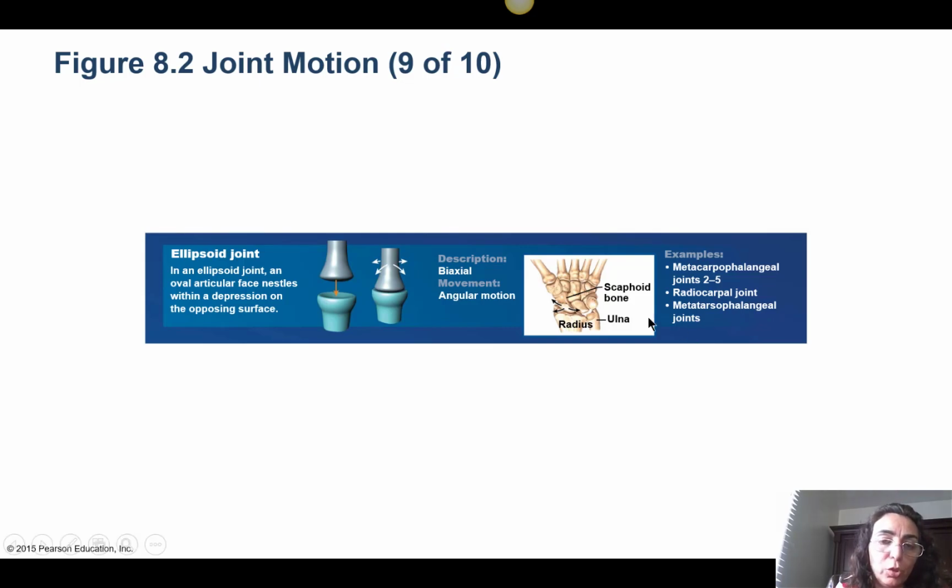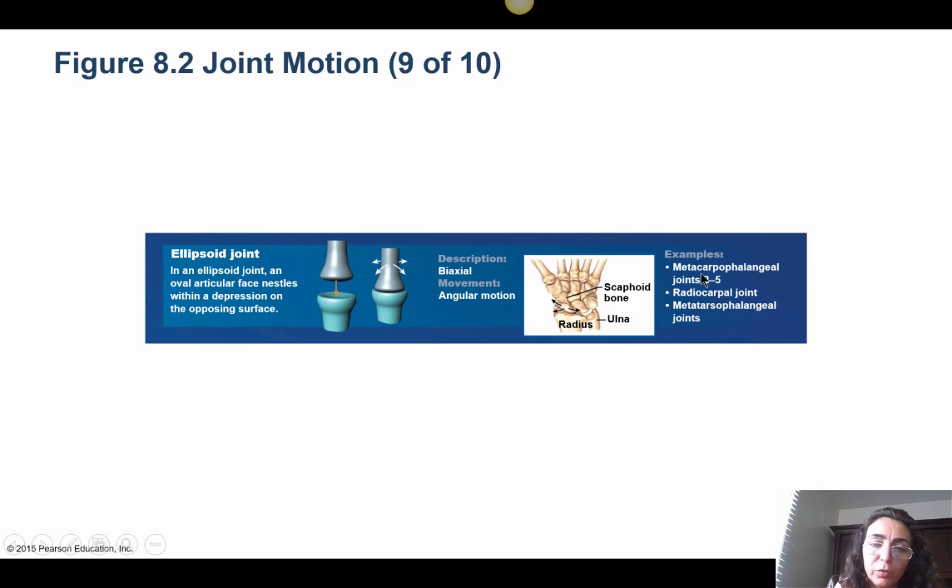And the ellipsoid joint, if you look at the picture, you see that this end of this bone is a little bit projected. This end is like a disc, a little bit inward, and it's the shape of an ellipse. And these are biaxial as they are moving in two planes, and these are making the angular motion again.